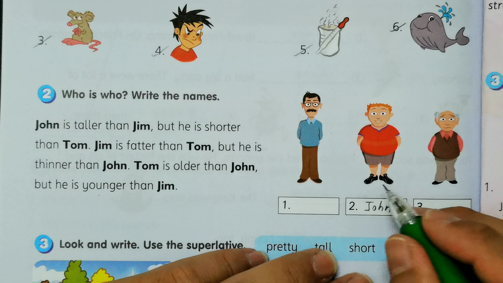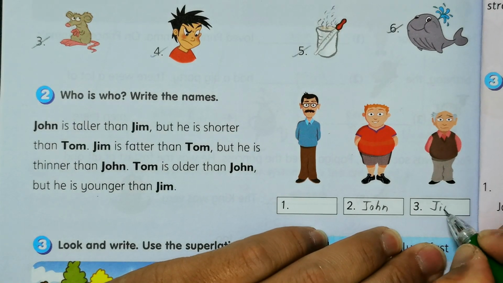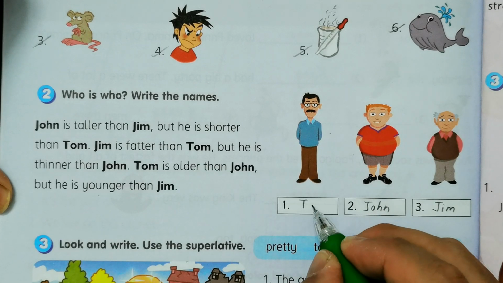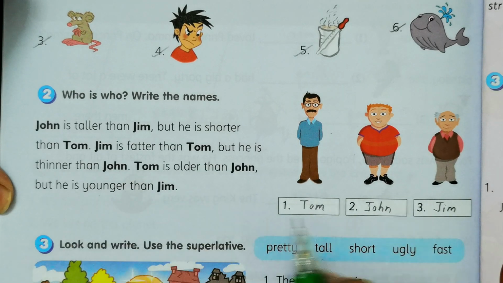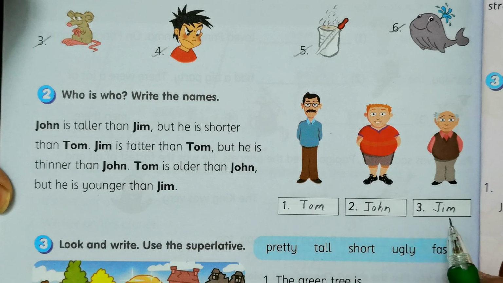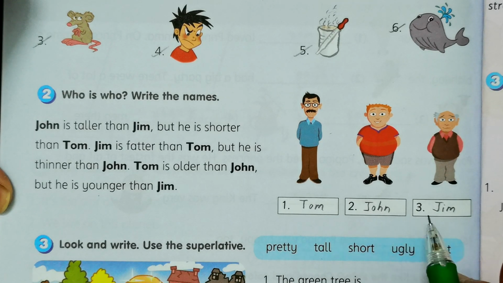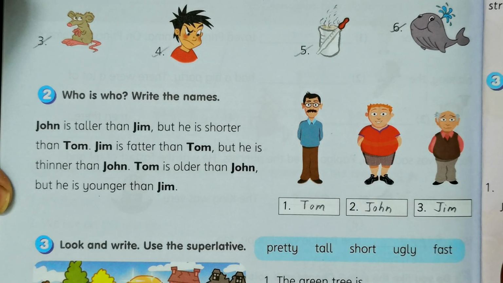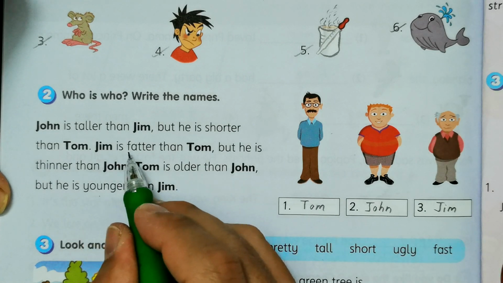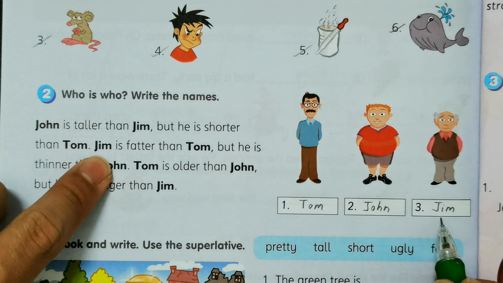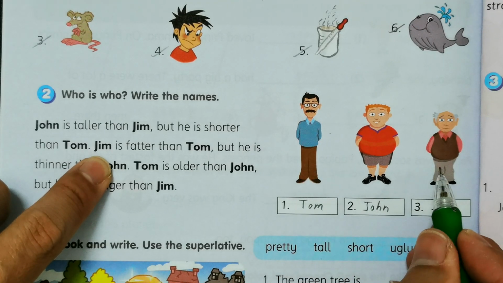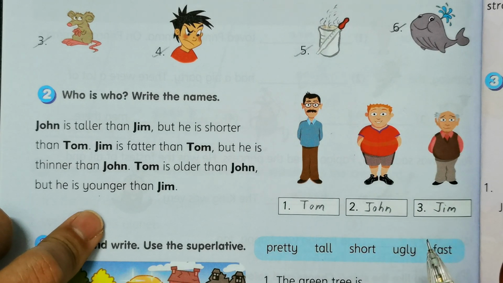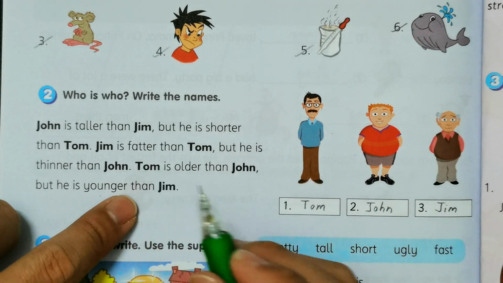So John is taller than Jim, but he is shorter than Tom. So sentence number 1 already is very obvious, the answer. So John is taller than Jim. Yes, correct. But he is shorter than Tom. So we check the next sentence. Jim is fatter than Tom. Yes, which is correct. But he is thinner than John. Yes, correct also. And then we have sentence number 3.